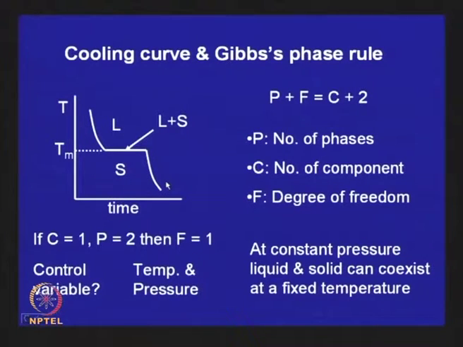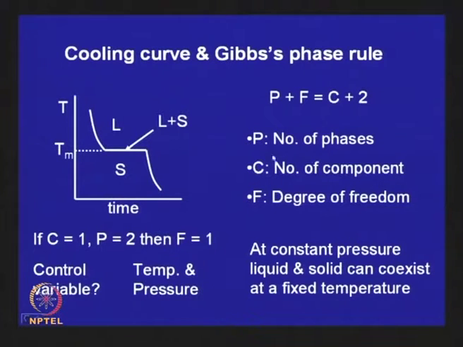dropping. Now, Gibbs phase rule gives us a simple relationship between the number of phases that can coexist at a given experimental condition, and by experimental condition we mean, say, the temperature and the pressure at which you are doing the experiment, and usually for most practical applications this pressure will be 1 atmosphere. So, you have two control variables, temperature and pressure, and Gibbs phase rule states it is like this: P plus F equal to C plus 2, where P is the number of phases, C is the number of components.